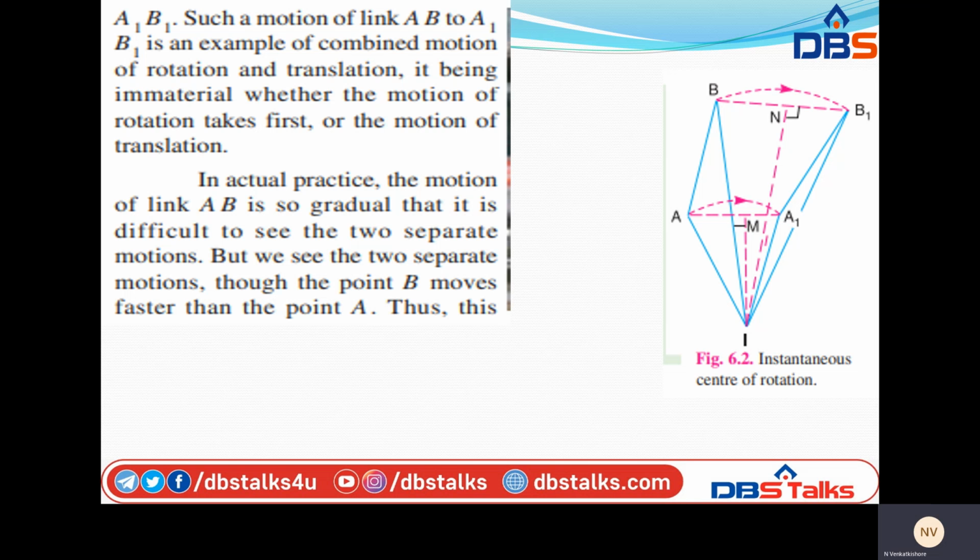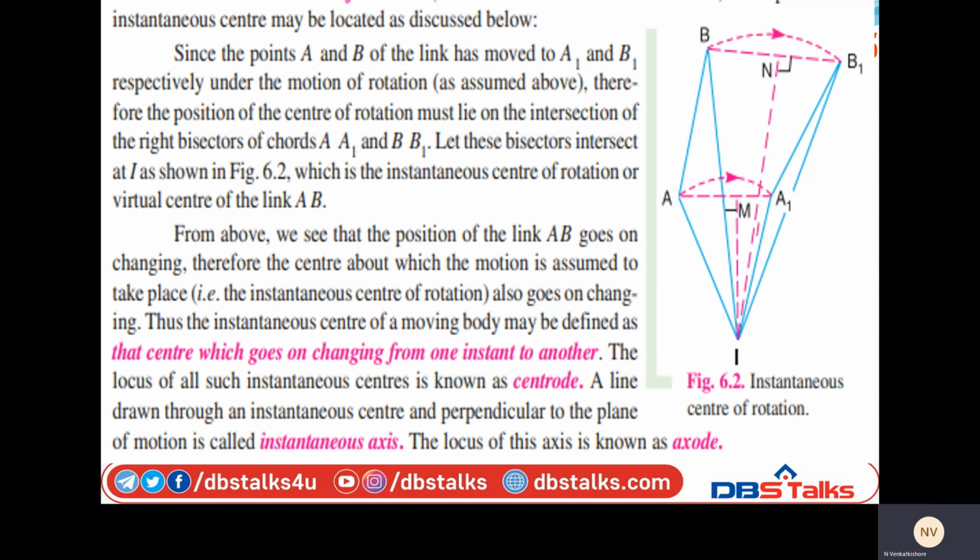So the point B moves faster than the point A. This instantaneous center may be located, which we will discuss now. To identify these motions at a point, we need to calculate the instantaneous center. So now we are going to discuss how to find the instantaneous center.